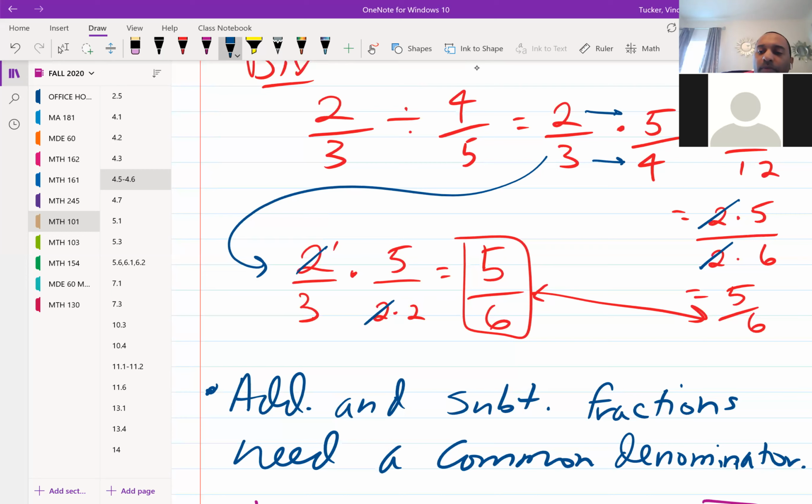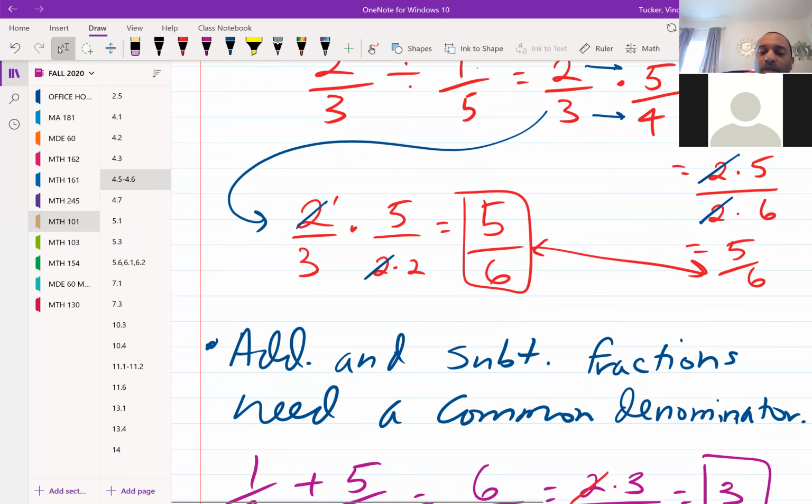Adding, subtracting, need that common denominator. All right. Questions before I scroll up? Everybody good?